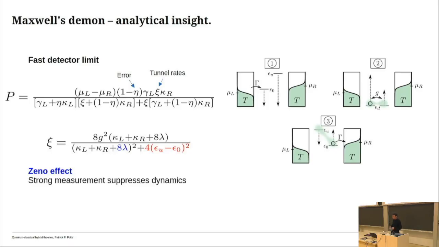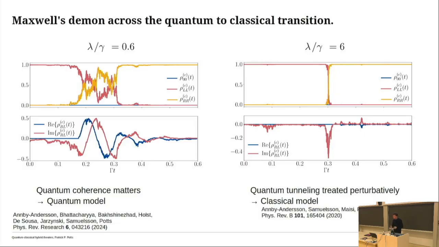Right. Now, the quantum Fokker-Planck master equation also allows us to investigate the system across the quantum to classical transition. And I illustrate this here with trajectories. On the horizontal axis here you have time, and I show you here density matrix elements for a given realization of measurement outcome. So you can think of this as what happens in a given experiment. And in the upper panels we have the diagonal density matrix elements, and in the lower panels we have off-diagonal density matrix elements. And on the left I show you a relatively weak measurement, and on the right I show you a relatively strong measurement.